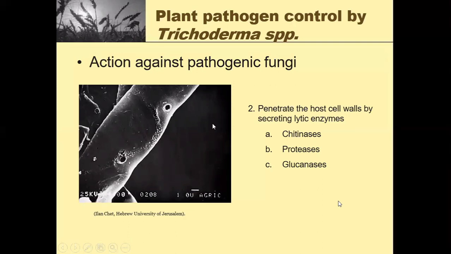You can see here, after attachment, the trichoderma species secretes some lytic enzymes. Lytic means lysis, that is the breakdown of the cell, the breakdown of the tissues. So these are the enzymes that will break down the cell and tissues. Chitinase will break down the chitin. Proteases are a group of enzymes which will break down the protein. You know, amino acids are the building blocks of protein, and protease enzyme will break down the protein and produce amino acids. And glucanase is another enzyme which will break down glucose, if you can see here.